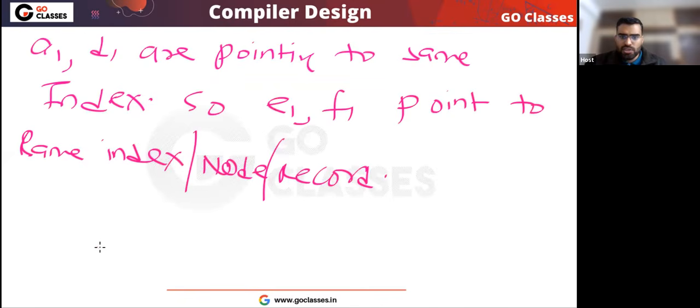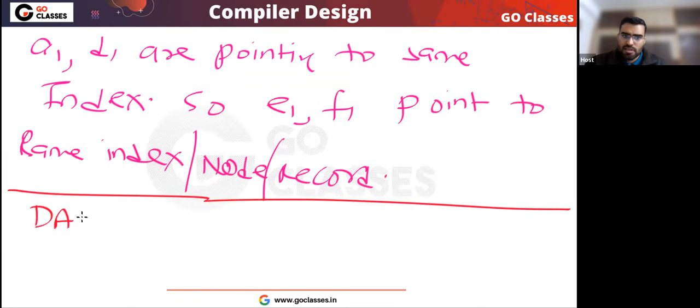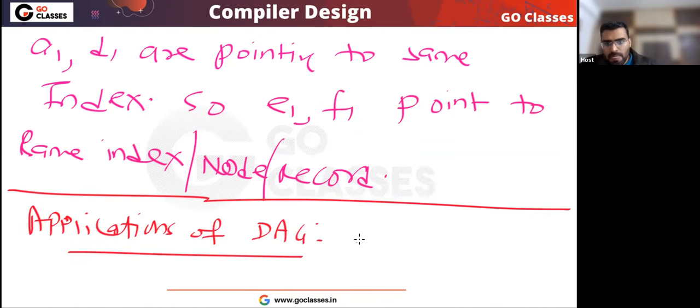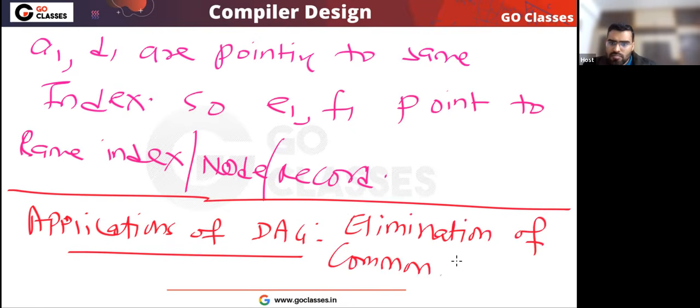Now, the directed acyclic graph is useful in common subexpression elimination. What are the applications of DAG? There are many applications, but the most useful one is elimination of common subexpression. Basically, we are not computing the same expression again and again. If you have already computed something, don't compute it again.